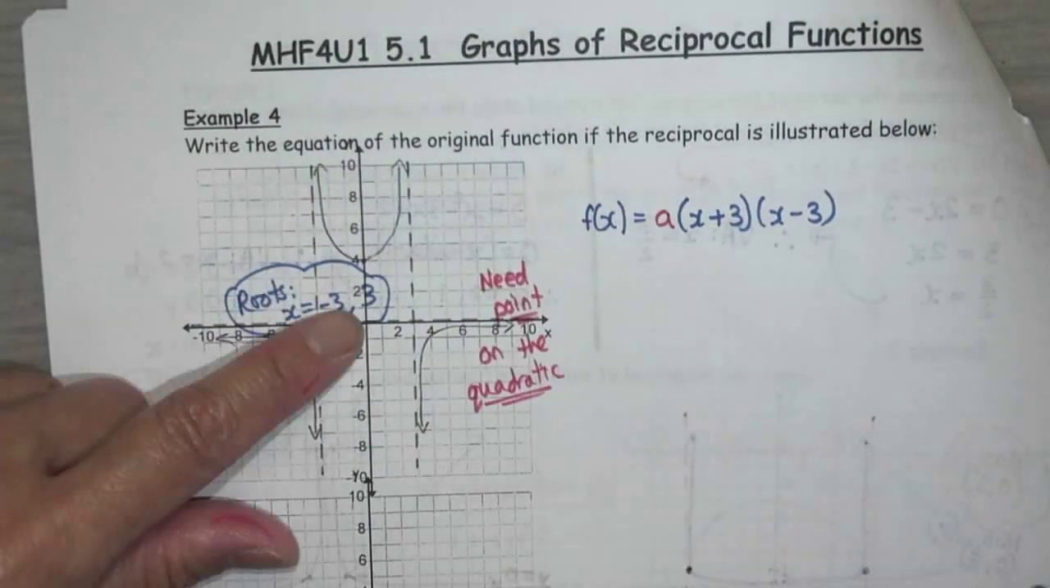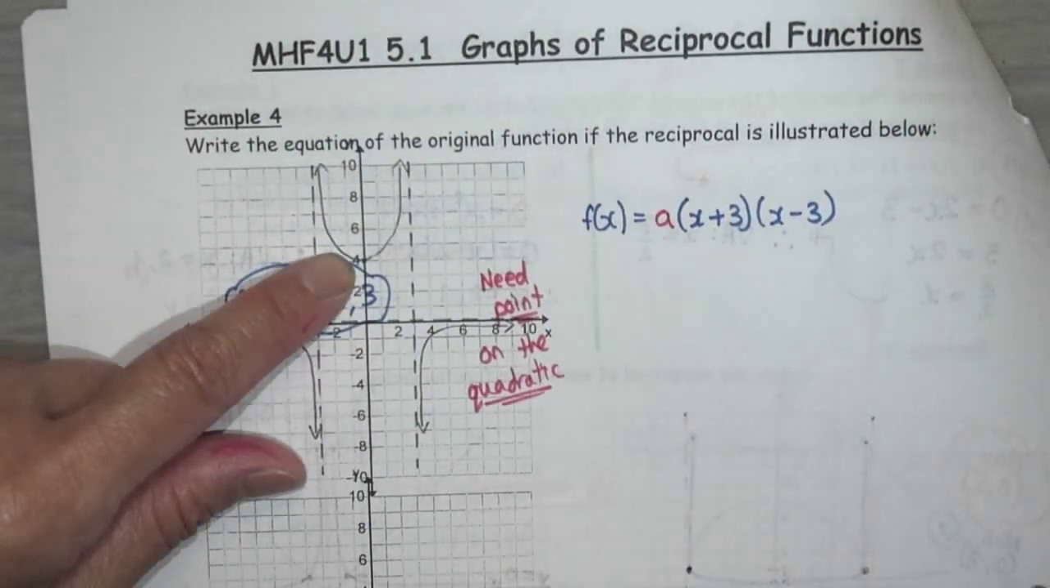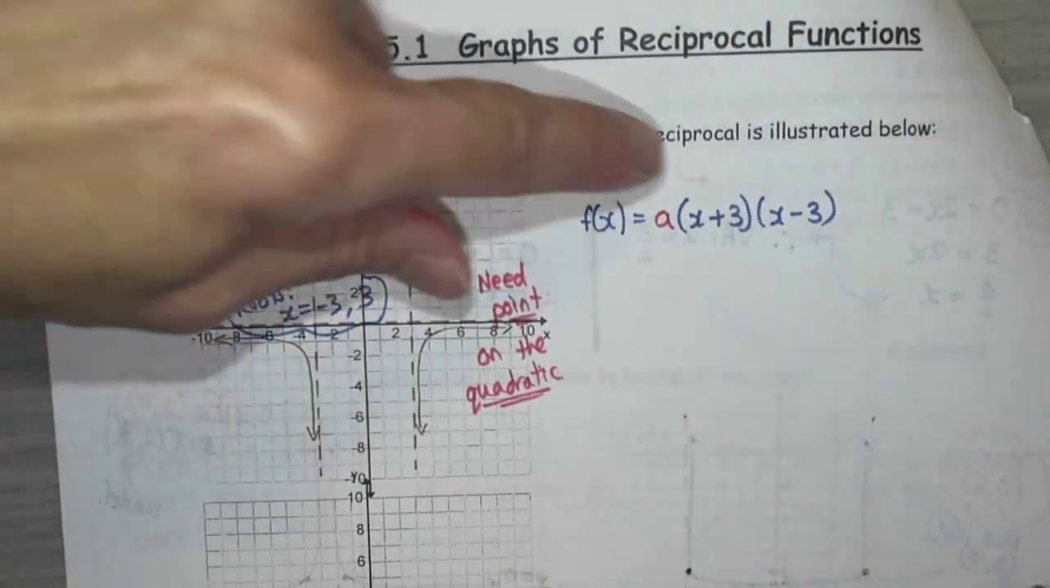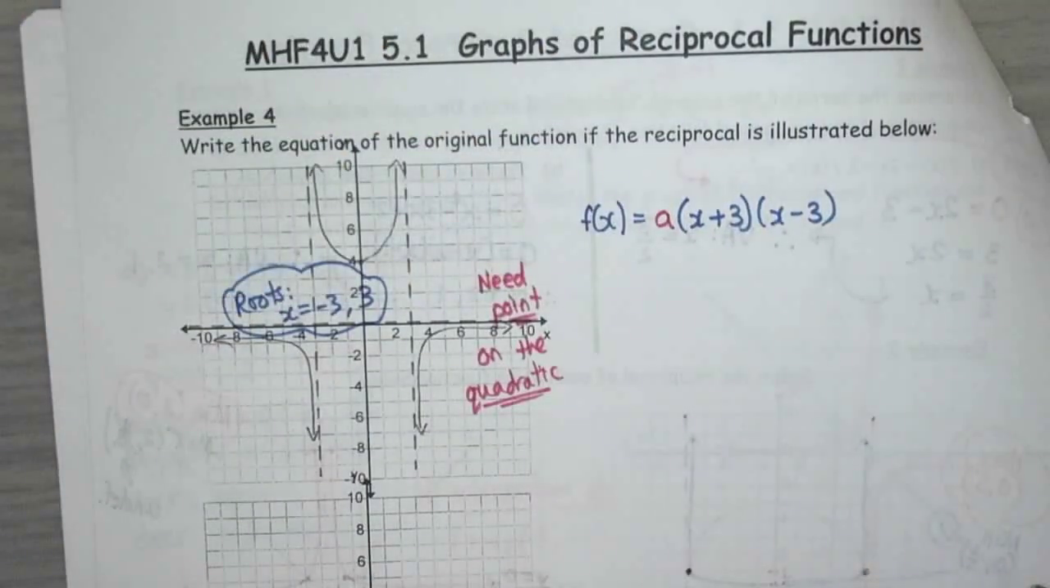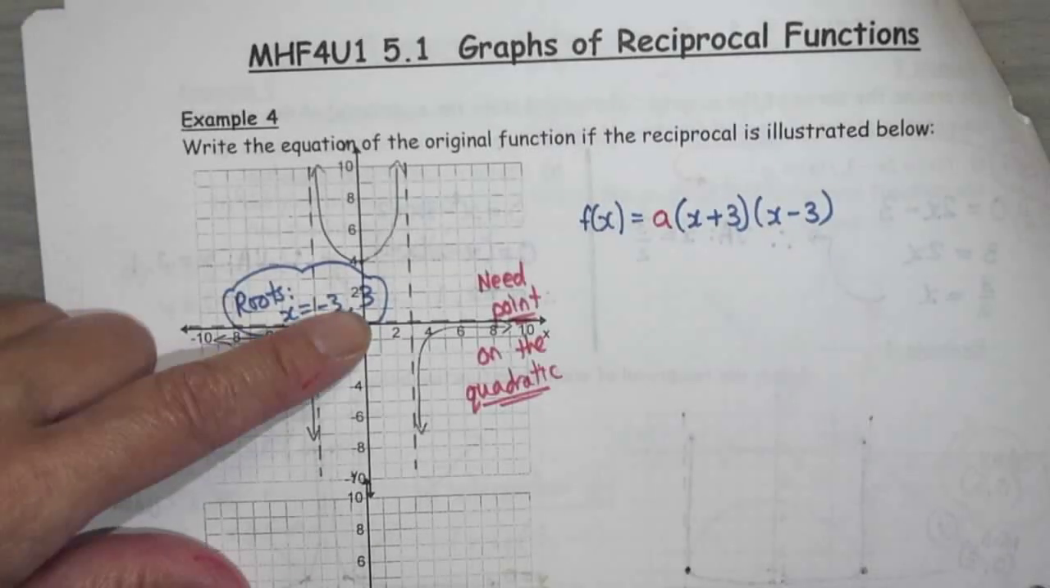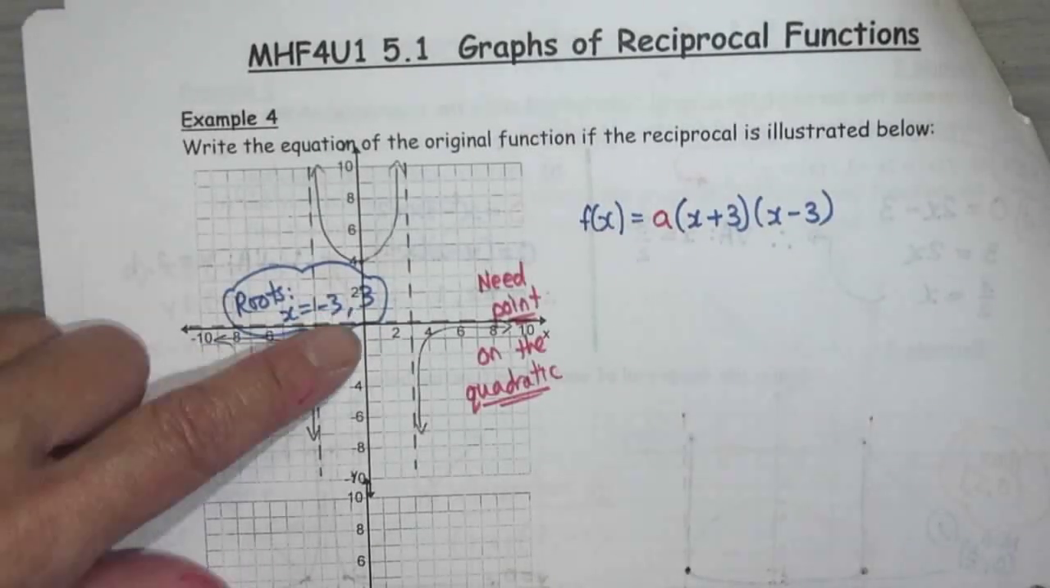Not this. A lot of people go and say, oh, can I use 0, 4? No. 0, 4 is on the reciprocal. I want a point here. But, yeah, what do you think? Can you just use 1, 1 every time? No. No 1, 1, because I don't know that there's no stretch. What can I use? What do I know?